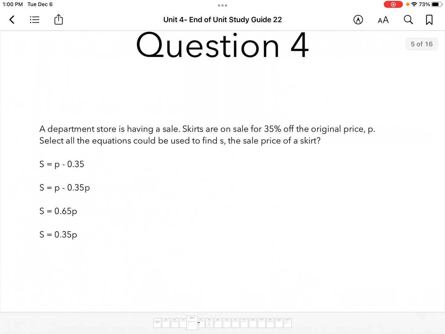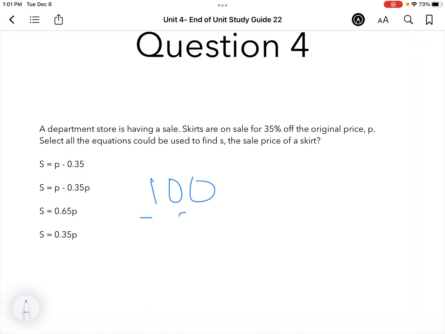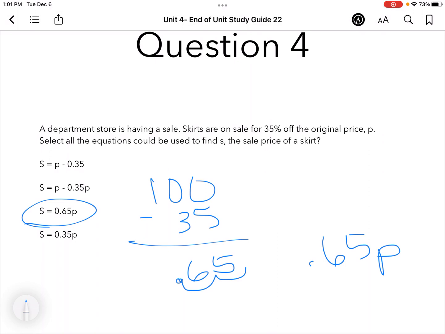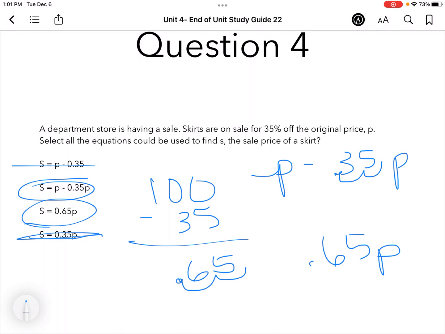All right, the department store is having a sale on skirts. They're on sale for 35% off the original price. Select all the equations that can be used to find the sale price of the skirt. All right, so I know that if I have 100 and I subtract 35, I have 65. And to do an equation, I have to move the decimal 2 places to the left. So it'd be 0.65 times the price. And then I can also do the price minus 35%. So I move that decimal 2 places, percent of the price. So that would be that one. That doesn't have a P behind it, and this one is only going to give me the discount.